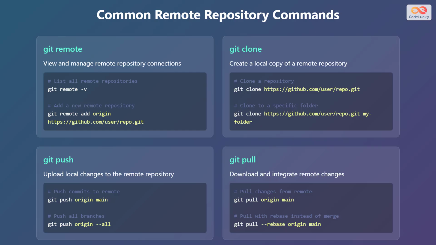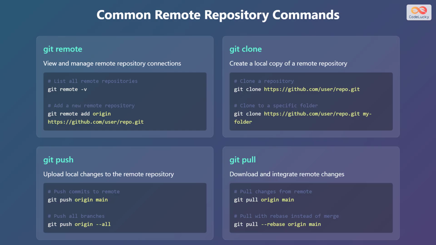The third command is git push, which uploads local changes to the remote repository. To push commits to the remote, use the command git push origin main. Origin is the standard name given to the main remote repository, and main is the primary branch. To push all branches to the remote, use the command git push origin --all.